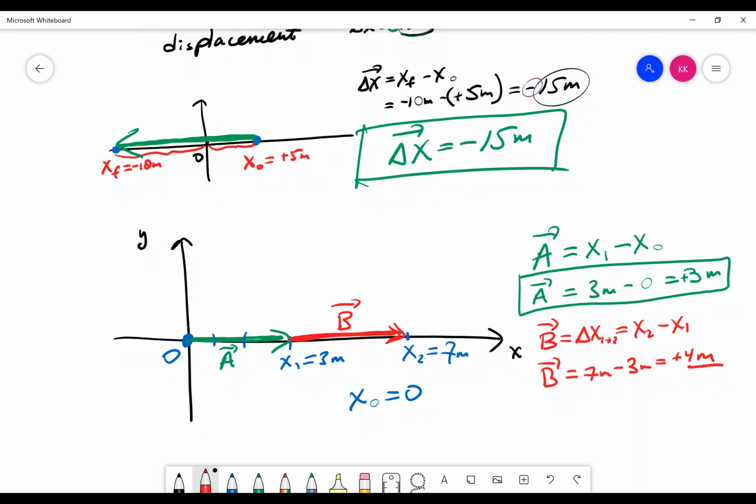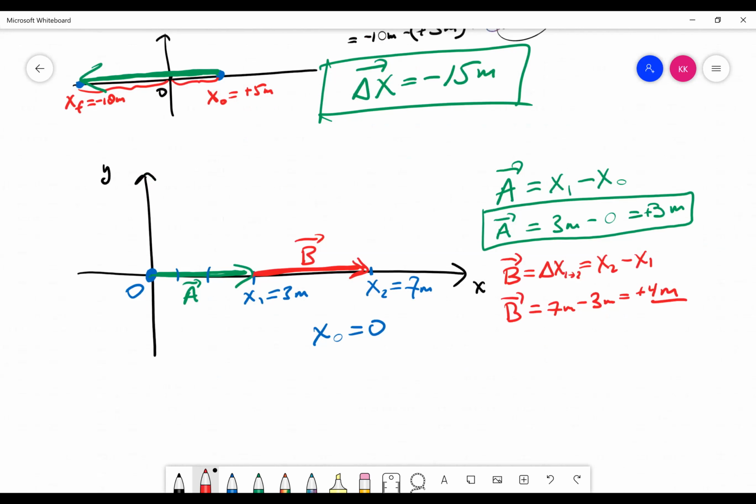Hopefully you guys are following this. Next will be this: what is the total displacement going from the origin to the point x2? And this is where we can use vector addition.